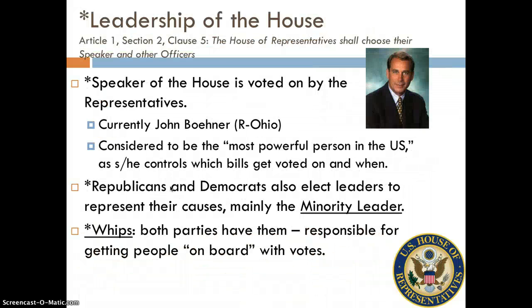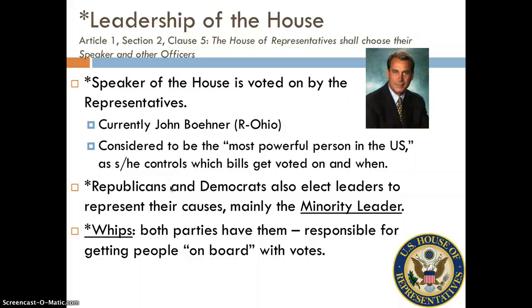So here are some leadership positions. Some of them you might know from your board game, some of you might not. The Speaker of the House is the leader of the House. It's voted on by the representatives. So this is the third in line to become the president if both the president and the vice president die at the same time. It is currently John Boehner. He's from Ohio. He's a Republican. And the Speaker of the House is considered to be the most powerful person in the U.S. because they control which bills get voted on and when.